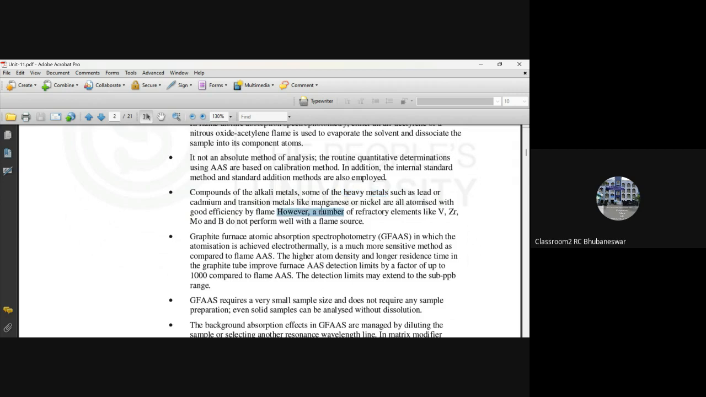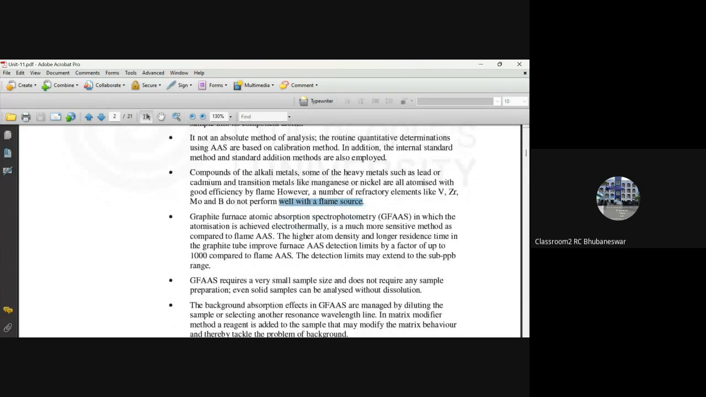However, a number of refractory elements like vanadium, zirconium, all these things do not perform well with the flame source. So while studying flame photometry, some elements are not good for studying by using the flame source. However, if you are using a graphite furnace source, it may be useful. Okay. So last class we discussed the flame source as well as the graphite furnace source.